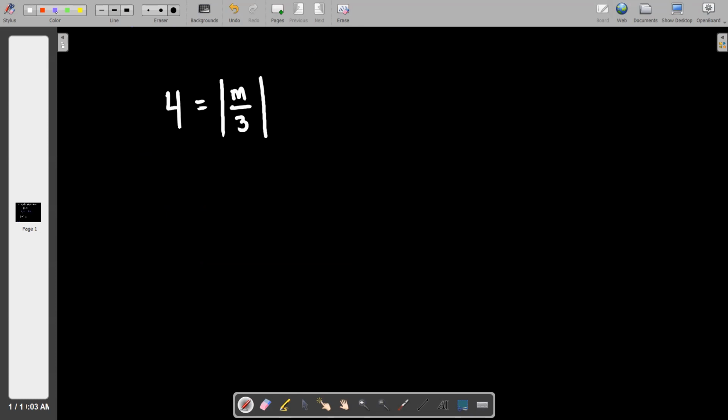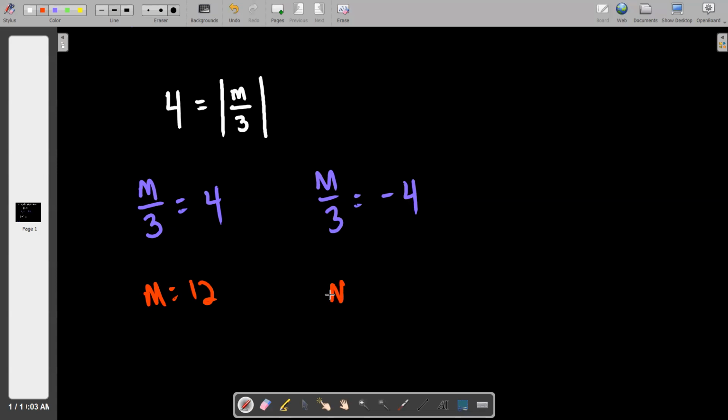So what's one of my equations that has to be true? Yeah, so maybe the stuff inside the absolute value equals 4, right? Or maybe the stuff inside of the absolute value equals -4. One of those statements has to be true, right? I mean, they both work. They're both facts. So on both of these equations, if we multiply by 3, we're going to get on this one m equals 12. And then on this one, we're going to get m equals -12.